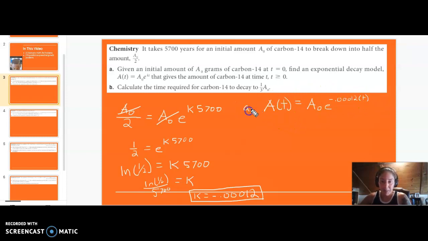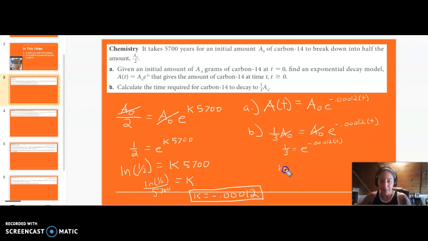Now for B, calculate the time required for carbon-14 to decay to 1/3. Our output here is we want to know how long, which means we're solving for T. We don't know the initial amount, but it doesn't matter. How long does it take to get to 1/3? Again, as happened over here, our A naughts are going to cancel out, and we're basically trying to solve 1/3 equals e to the negative 0.00012 T.